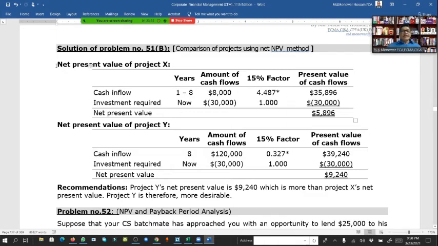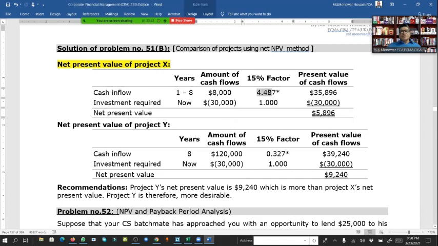Come here, as in the previous one, the net present value of X. So inflow 8,000, the 15% factor is 4.487. Multiply this by 8,000, we will get 35,896, and from that subtract the investment required, 30,000, then the net present value would be 5,896. And now the net present value of project Y.